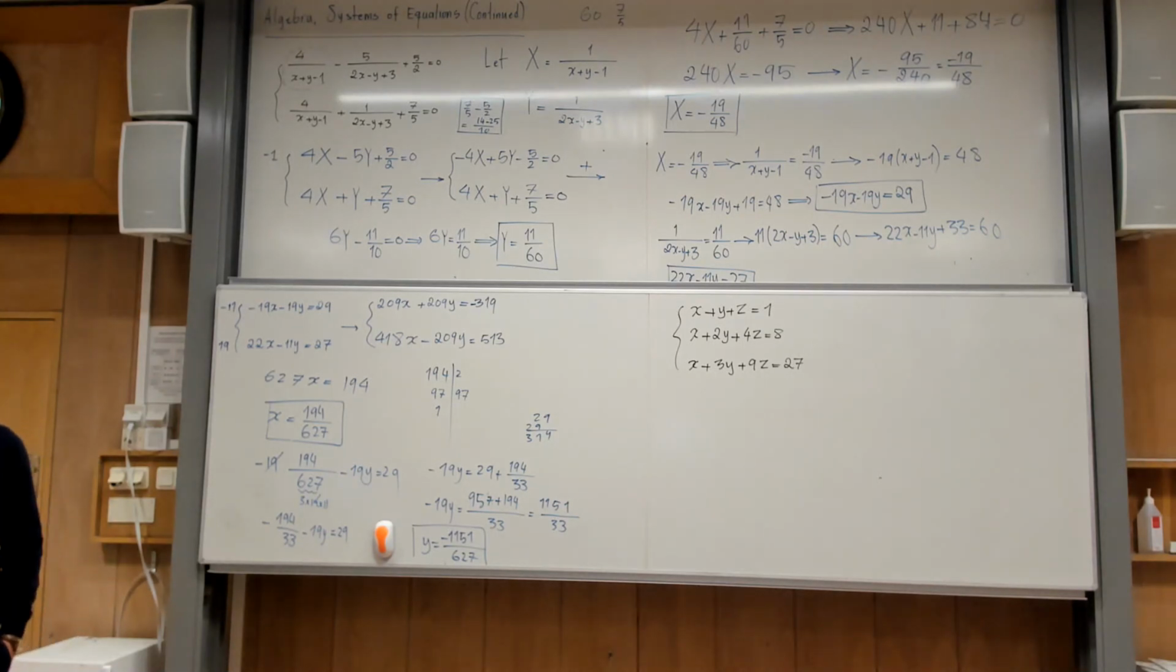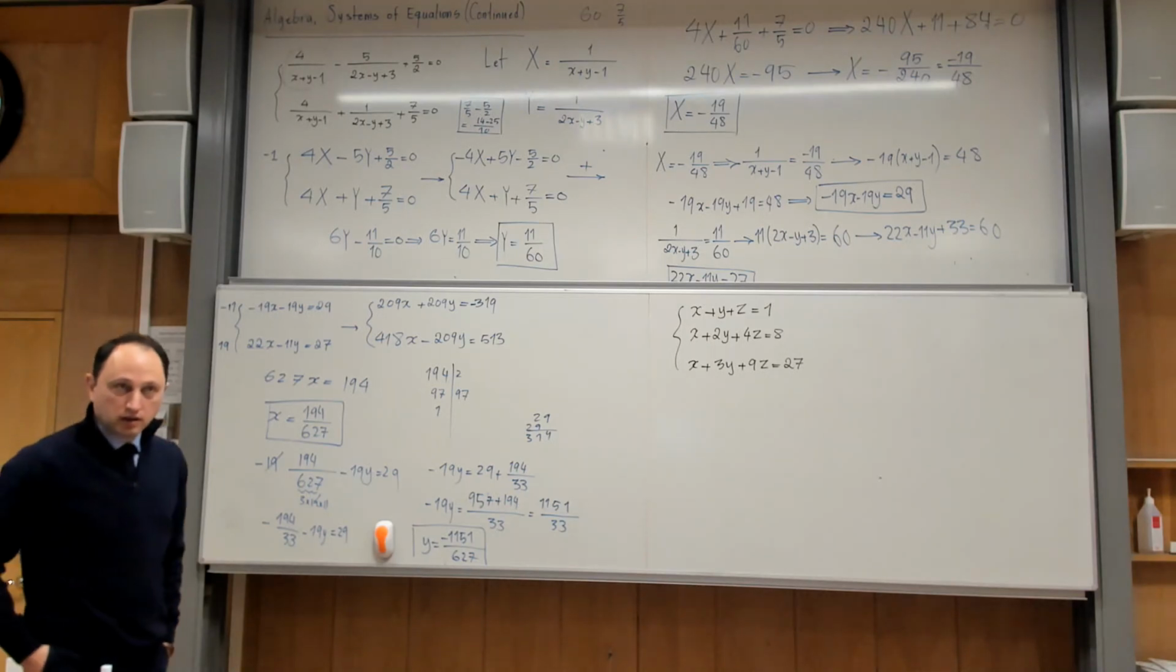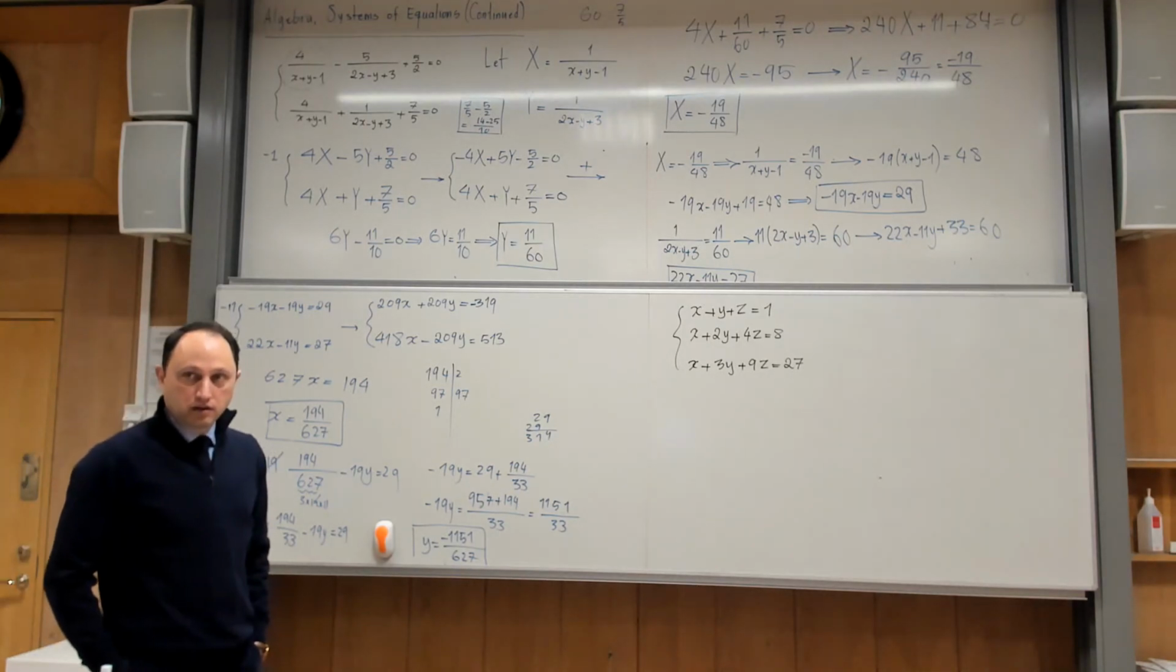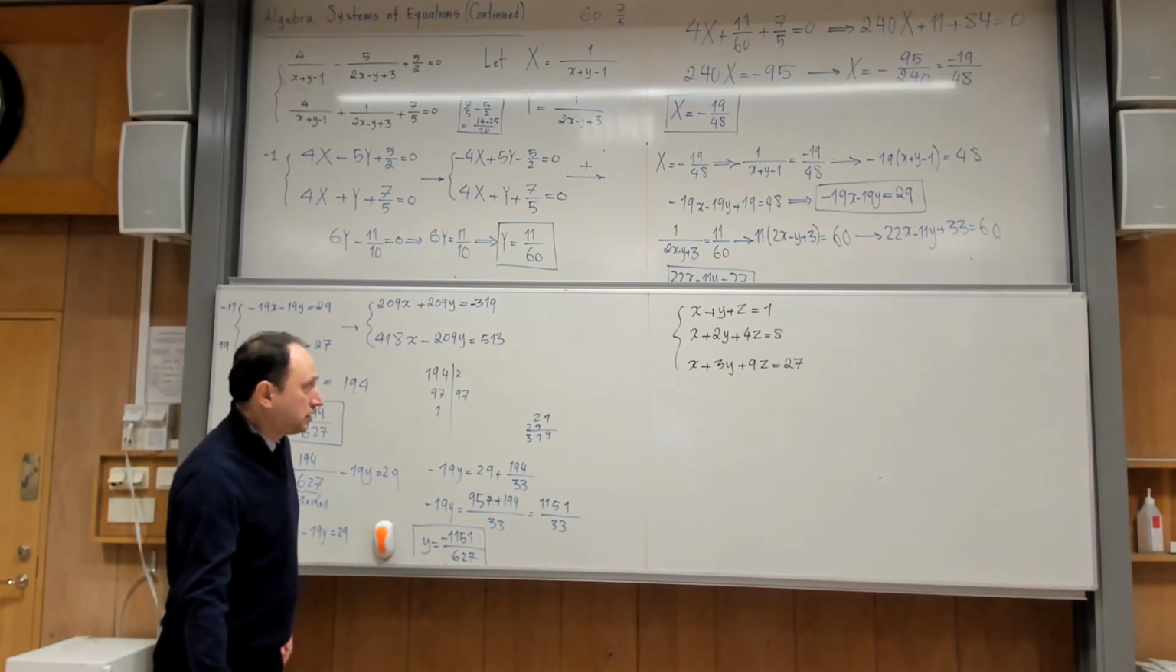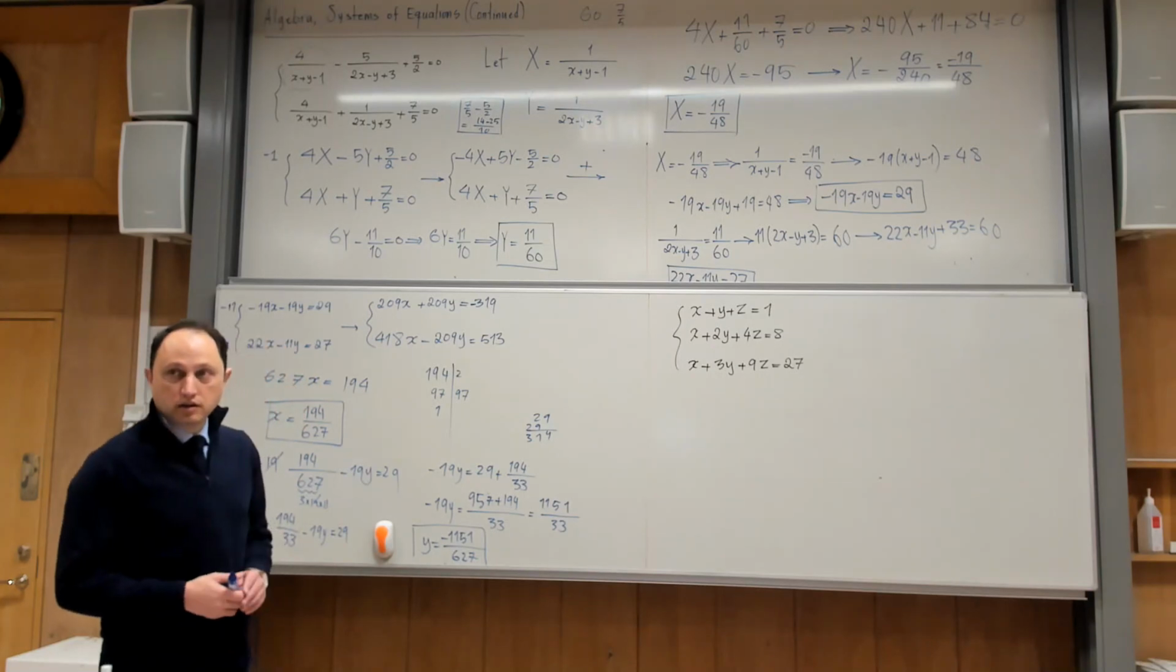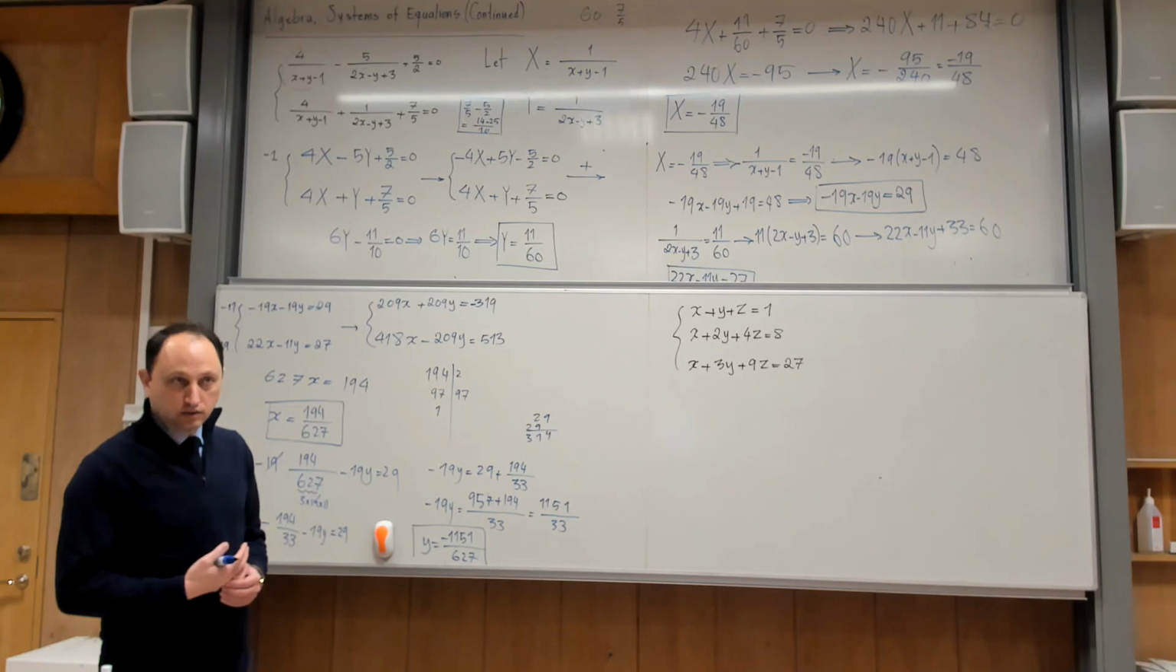Okay, did you get the answer to this? Yes. So what is the answer? X is 48, Z is 27, and Y is minus 47.74. Do you agree? Well, I got X is 6.